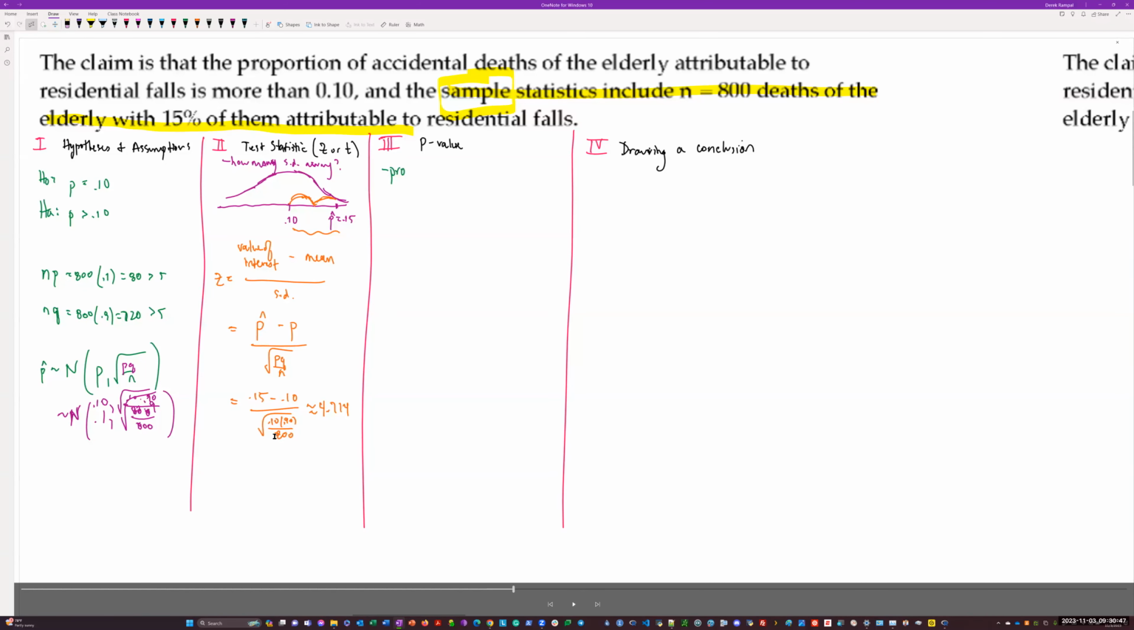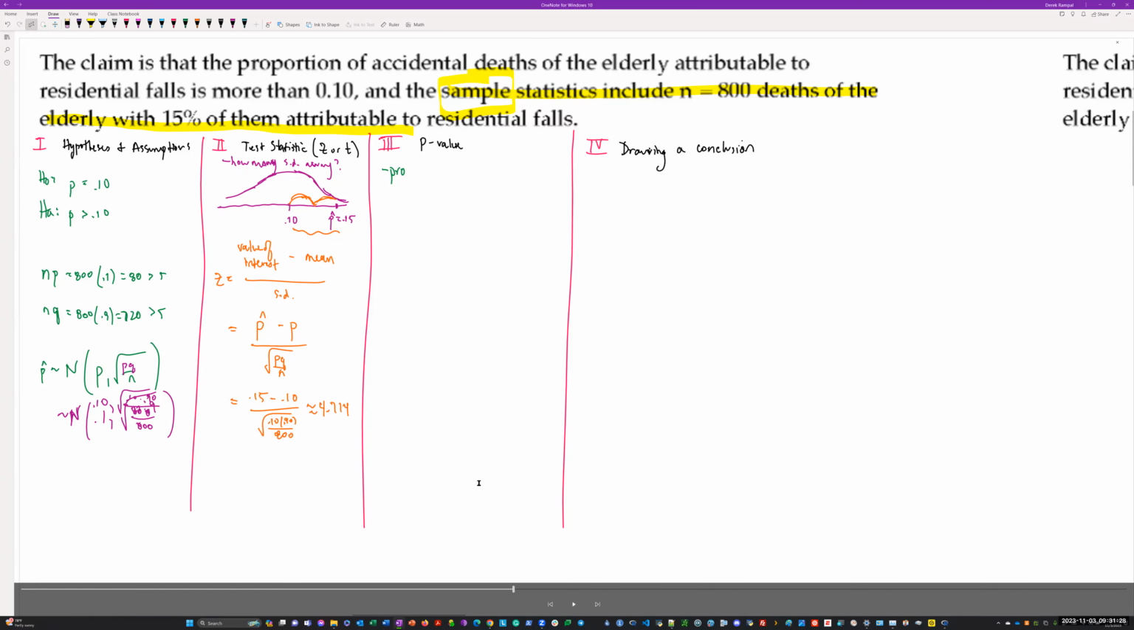This is actually not that hard to calculate, believe it or not, because it's 10%, 90%, and then 800, so the hundreds cancel. You can just leave it in terms of a radical. All right, so we get this.